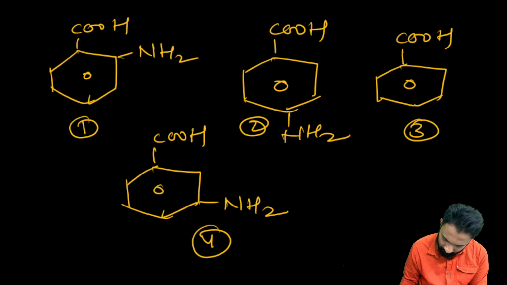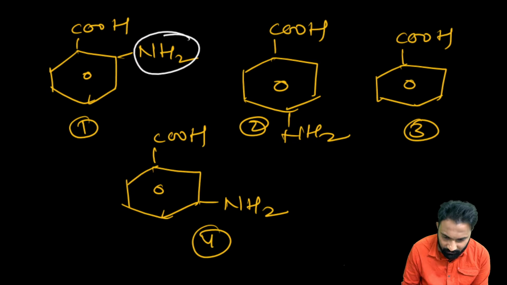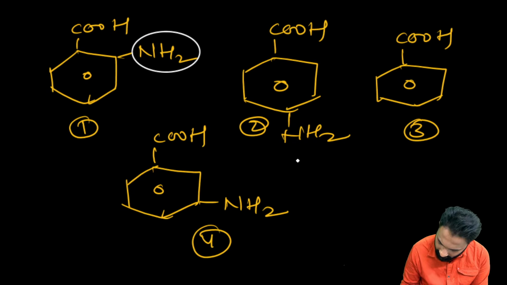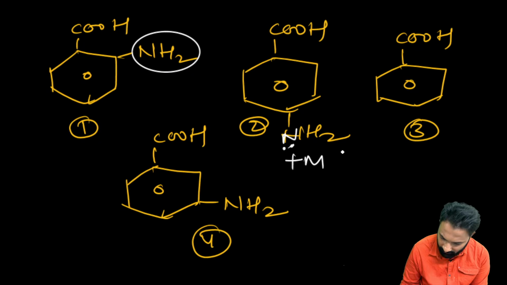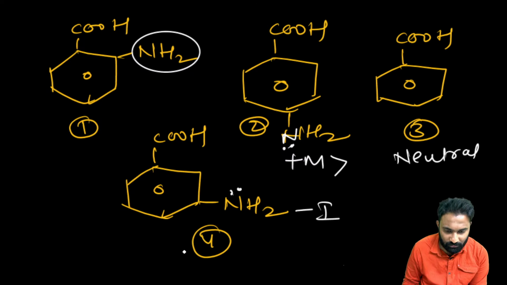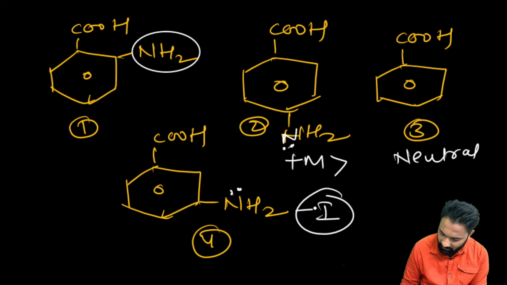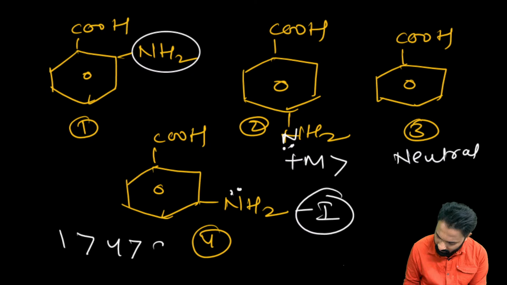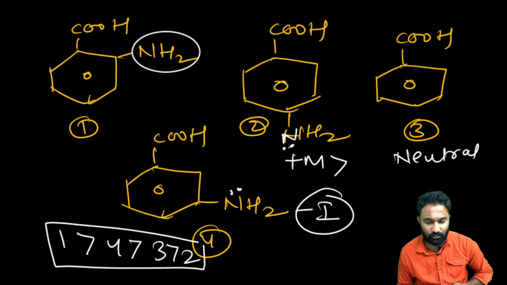See, this is the ortho effect, so it is more acidic. Then here it is a plus M effect, NH2, the amine. Due to the lone pair, the plus M effect is more dominating. Now this one is neutral. But here NH2 has a minus I effect. So 1 greater than 4 greater than 3 greater than 2.